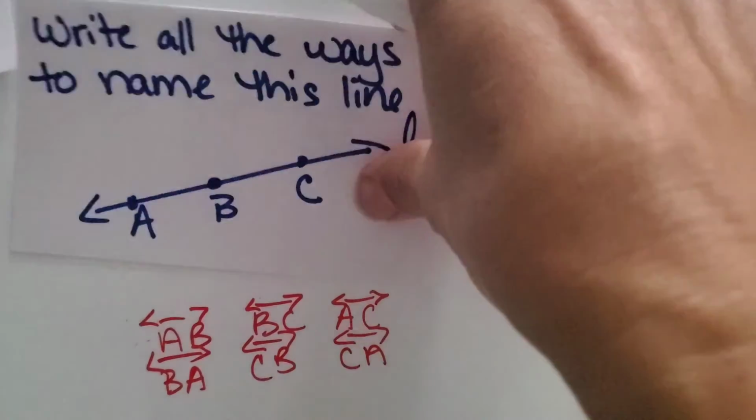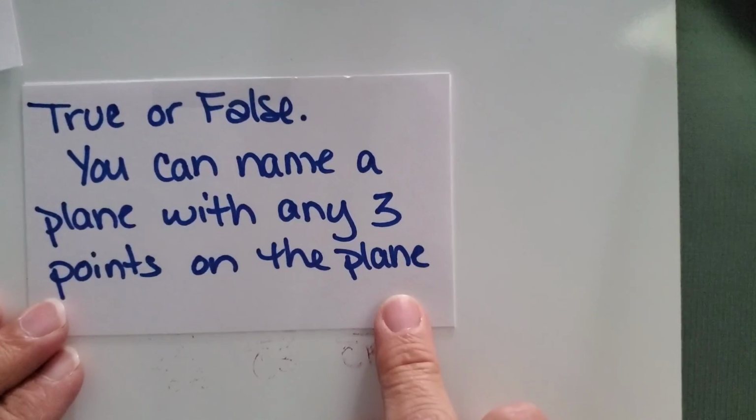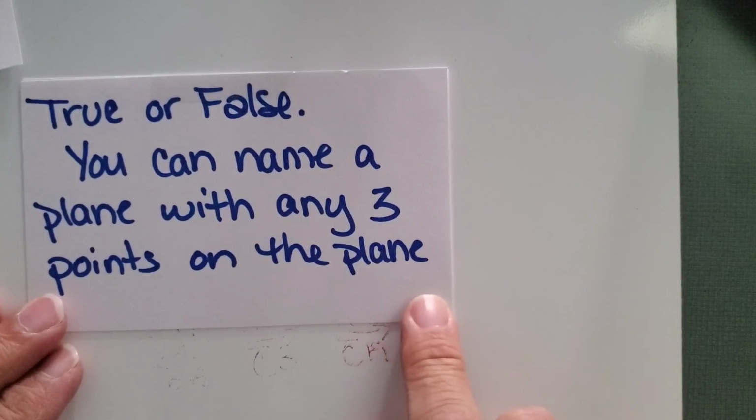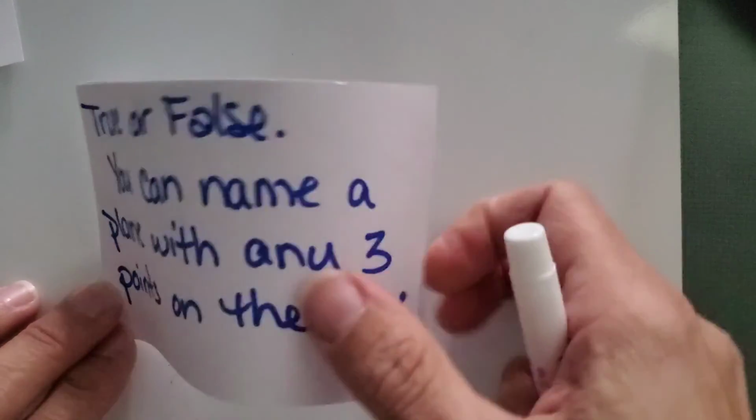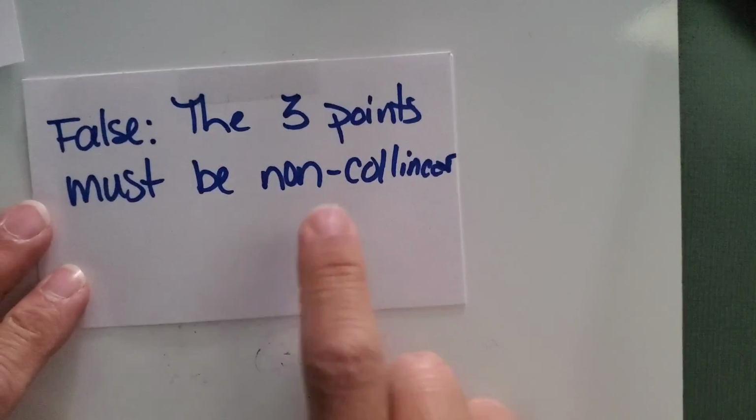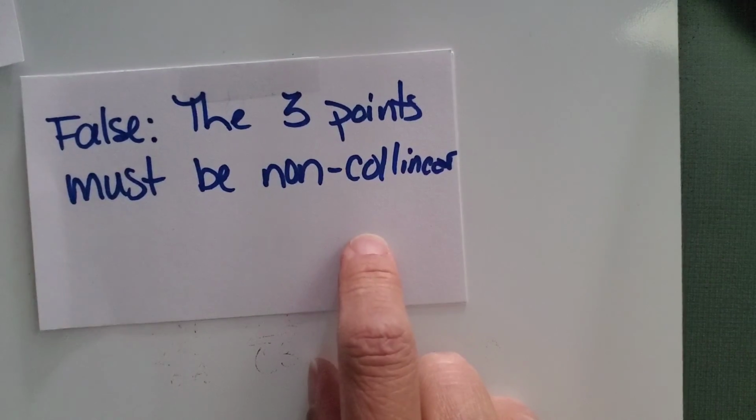All right, let's see. I got a true and false question for you. True or false? You can name a plane using any 3 points on the plane. What do you think? That would be false. Why is it false? Because the points must be non-collinear.